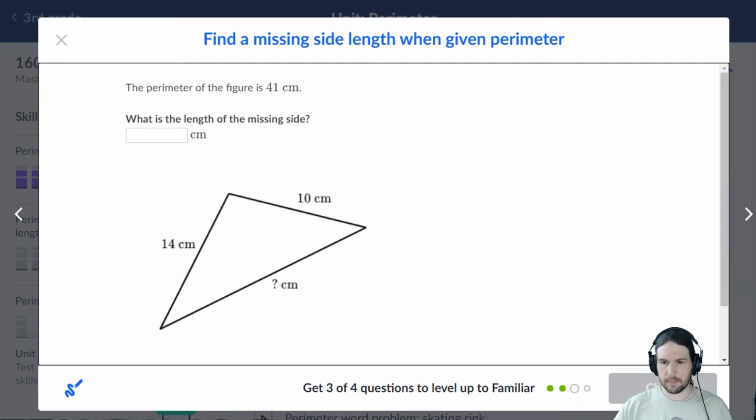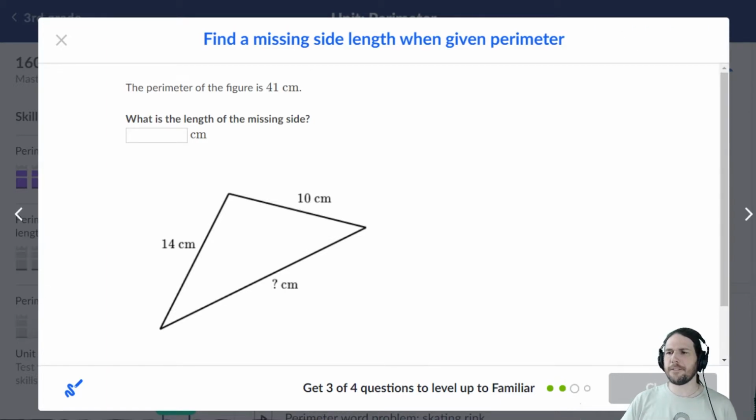The perimeter of the figure is 41 centimeters. Now this one is a little bit tougher at first. And a lot of the time, especially early on, students are going to have a hard time determining whether they are supposed to add or subtract. And that is a problem that often persists well into high school. So it's good to try to address it now.